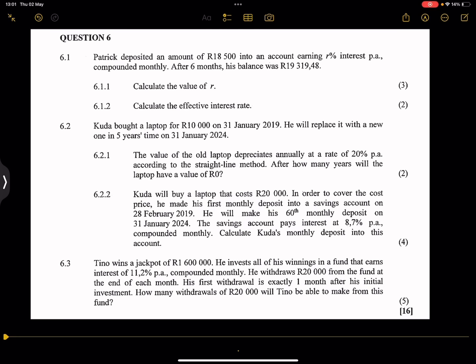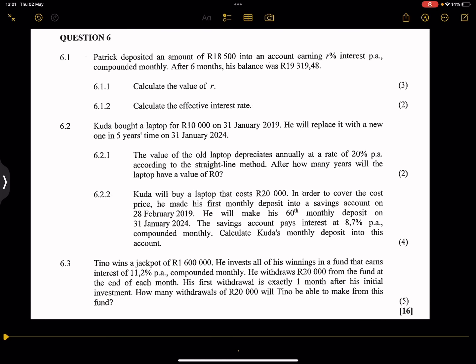He will replace it with a new one in 5 years' time on the 31st of January 2024. Right, so they say the value of the old laptop depreciates annually at a rate of 20% per annum according to the straight line method. They ask: after how many years will the laptop have a value of 0 rands?